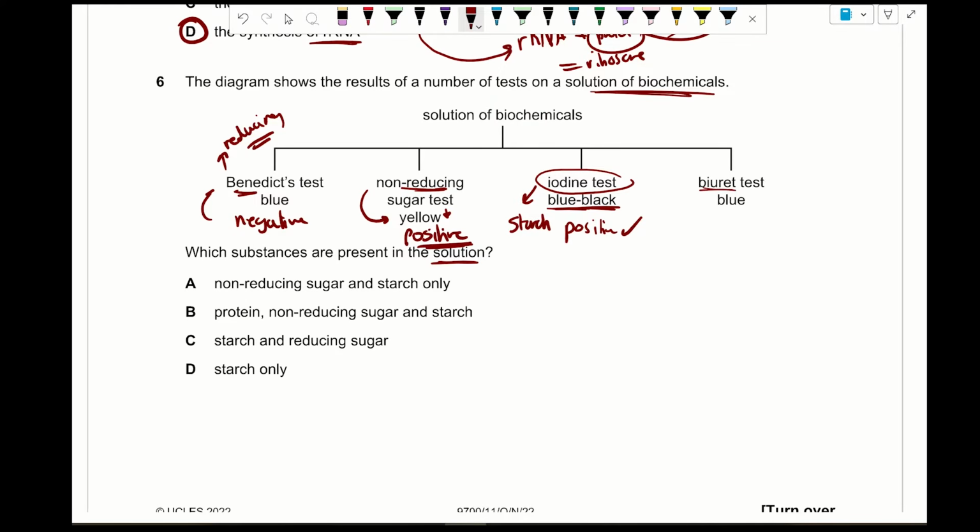Biuret test is used to test for proteins. And a positive result would be from blue to purple. Therefore, this is negative for proteins. Therefore, what is positive or present in the solution is going to be non-reducing sugars and starch.